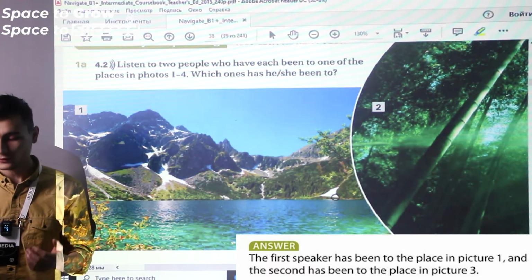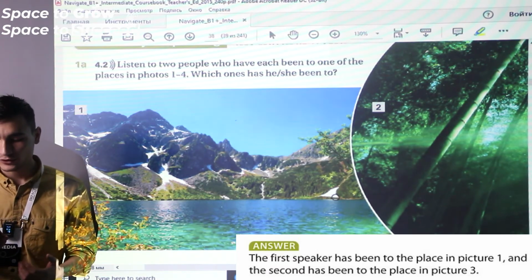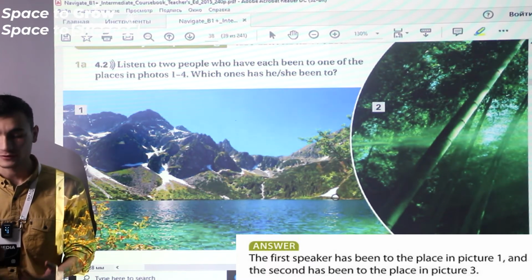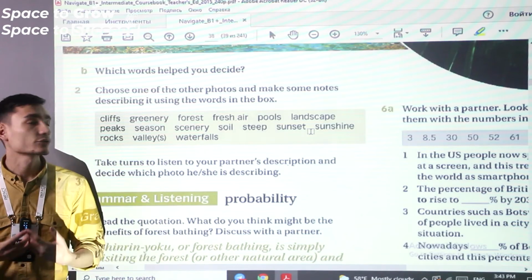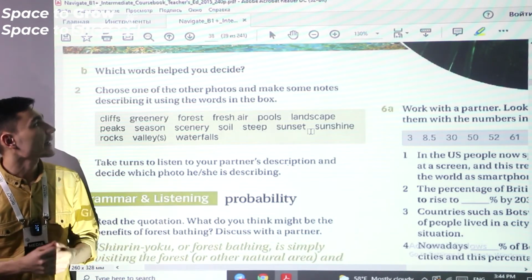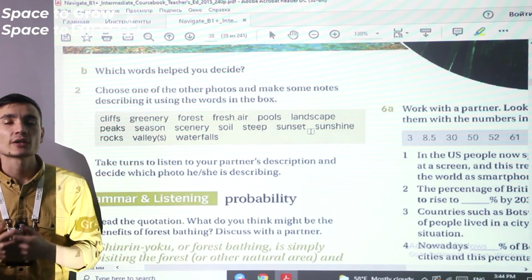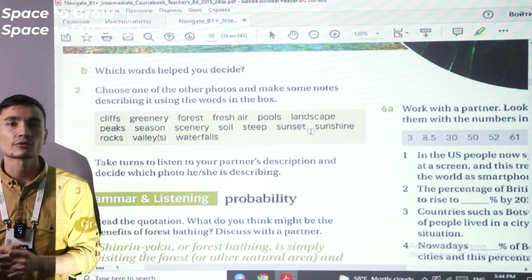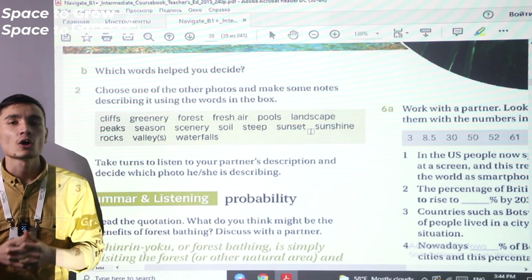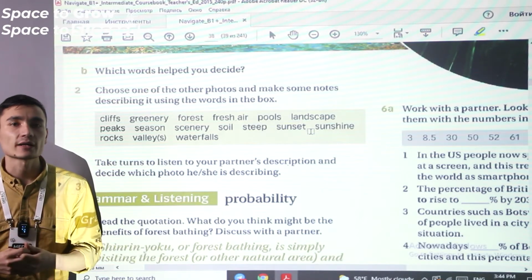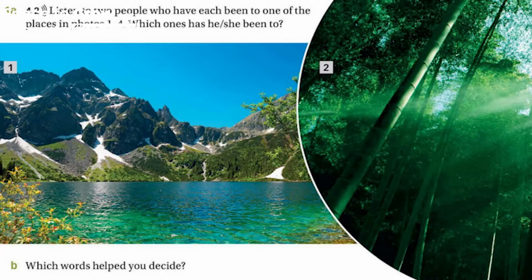Now let's check the answers. The first speaker has been to the place in picture 1 and the second has been to the place in picture 3. Exercise 1B. Which words helped you decide? Now after you have checked the answers, if your answers are correct, find the reason why you chose the answer and what exactly helped you decide the correct answer.